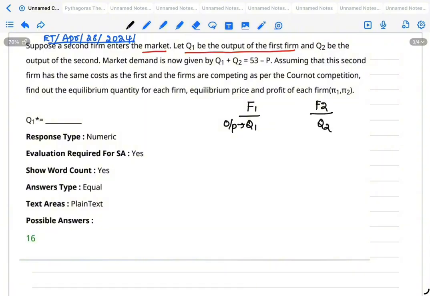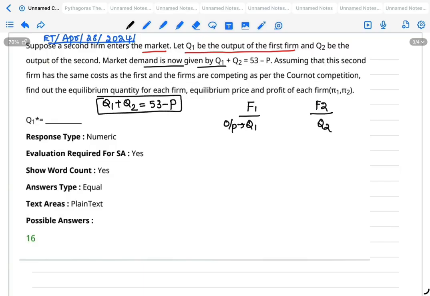The market demand is now given by the demand function. So demand in terms of P and Q, right? Here there are two firms, Q1 and Q2. So it is given in terms of Q1 plus Q2 equals 53 minus P. This is the demand function.